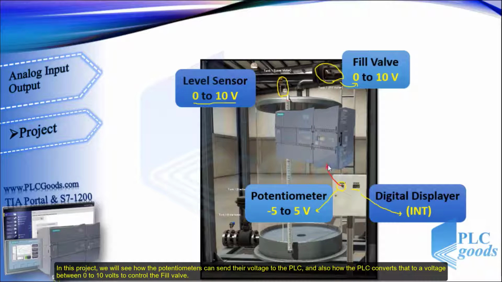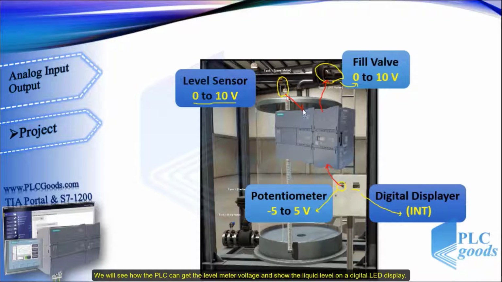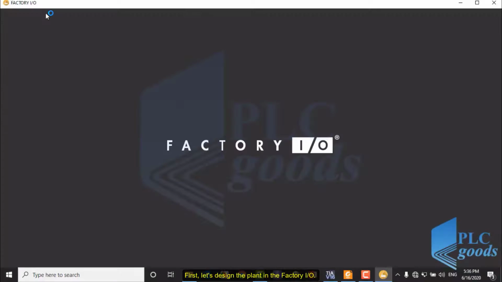In this project, we will see how the potentiometers can send their voltage to the PLC and also how the PLC converts that to a voltage between 0 to 10 volts to control the fill valve. We will see how the PLC can get the level meter voltage and show the liquid level on a digital LED display. First, let's design the plant in Factory I/O.